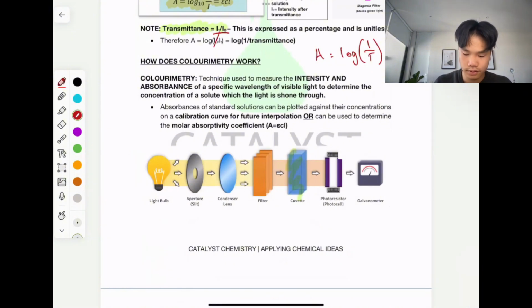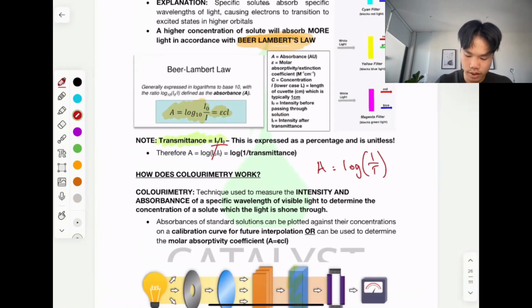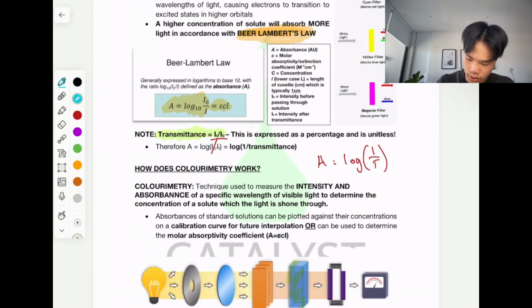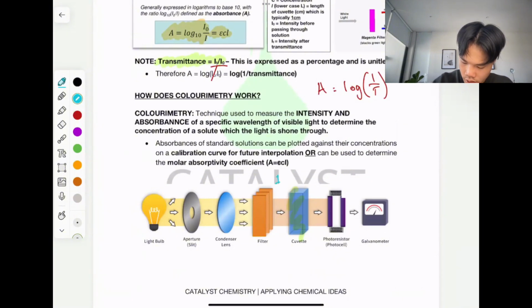Can you please explain that again? The equation itself? No, just the transmittance. Oh yeah, sure. So to be clear, I naught is the light before it goes through the sample.